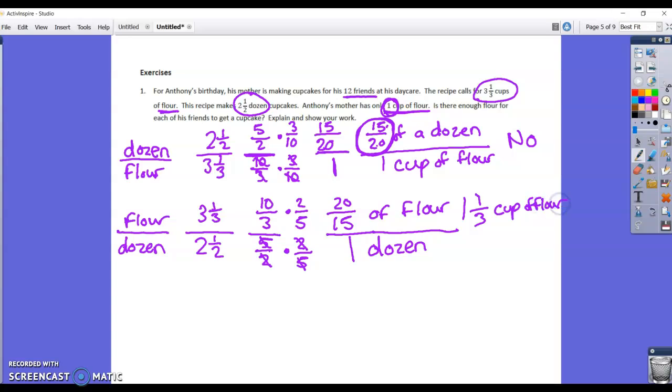So does she have enough? No, she needs 1/3 more cup of flour. So either way that you look at it, explain, show your work. Both would be accurate. Number 2.